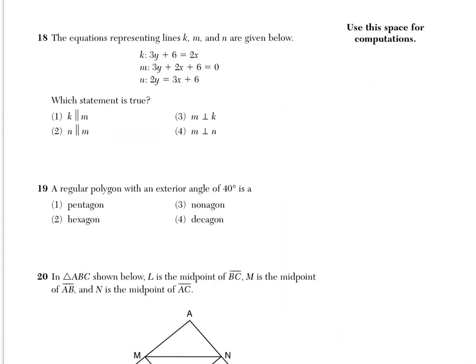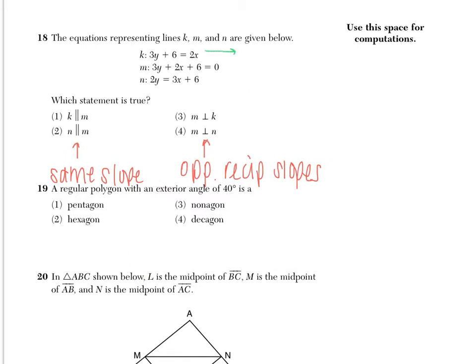Number 18 says the equations representing lines K, M, and N are given below. Which statement is true? It looks like the statements are trying to figure out whether lines are parallel or perpendicular. If we have parallel, then they have the same slope. If we have perpendicular, then they have opposite reciprocal slopes. So what we need to do is get each equation into y equals. I'm going to start with the K equation.